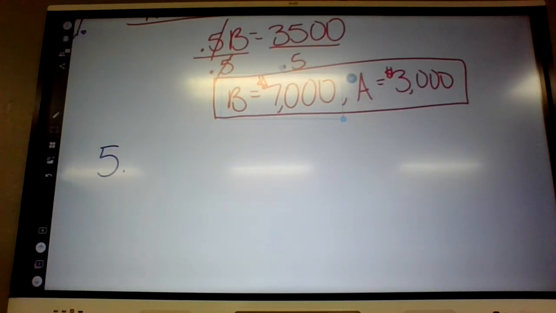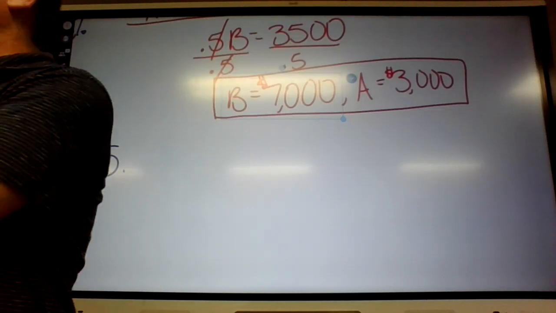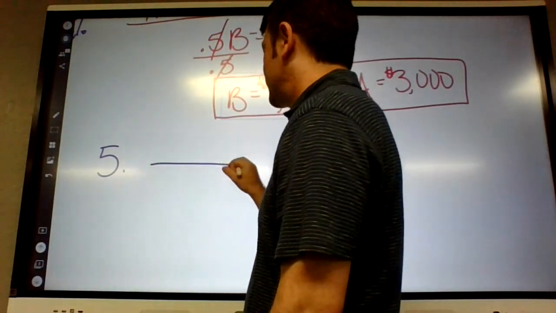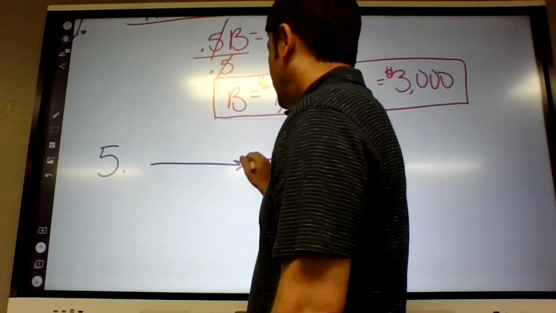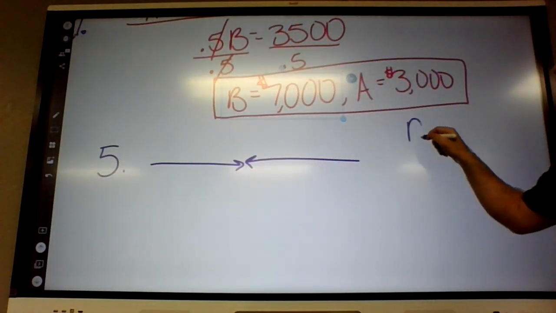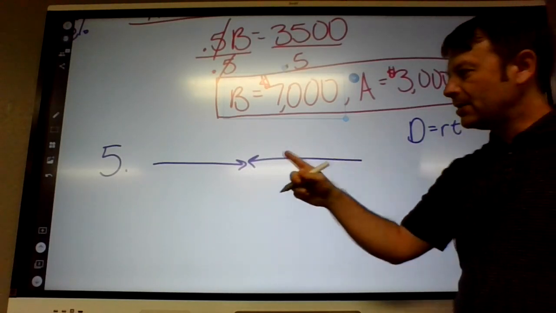Number 5. Two cars 360 miles apart start driving towards each other at the same time and pass in 3 hours. I hate these ones. So these are the arrow diagrams. What does that look like? Two cars driving towards each other, arrows pointing towards each other. You guys remember the little equation: distance equals rate times time.